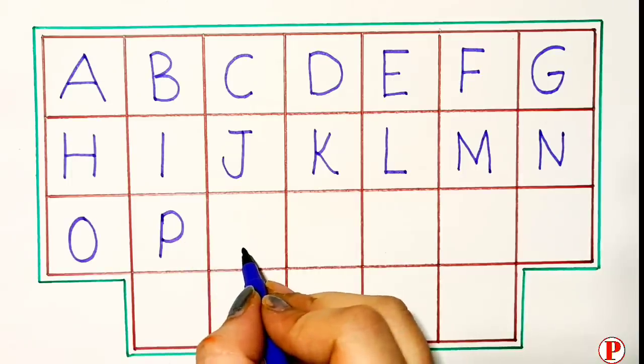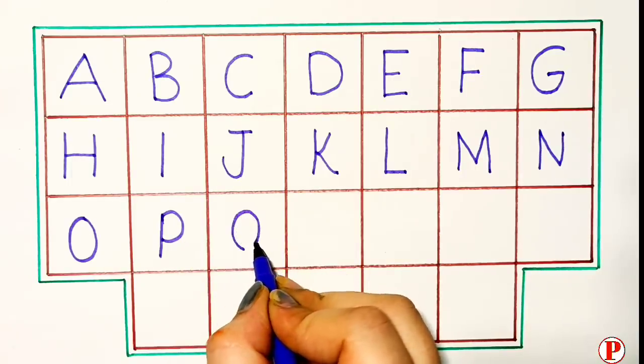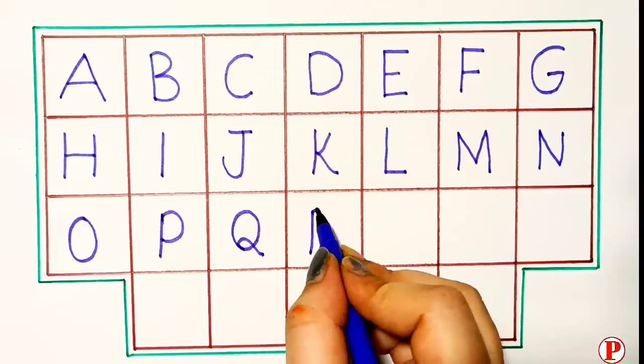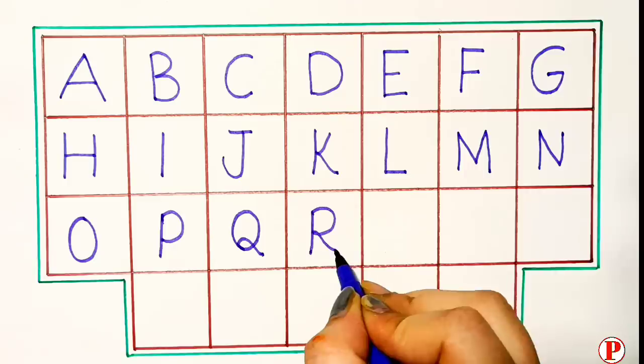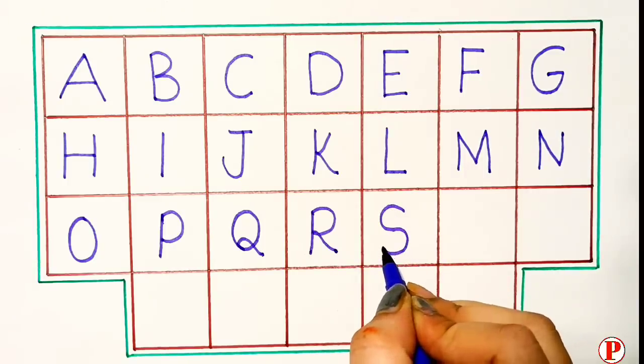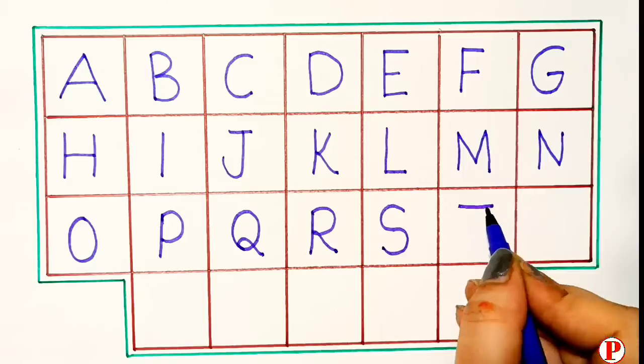P for pen. Q for coin. R for rose. S for sun.